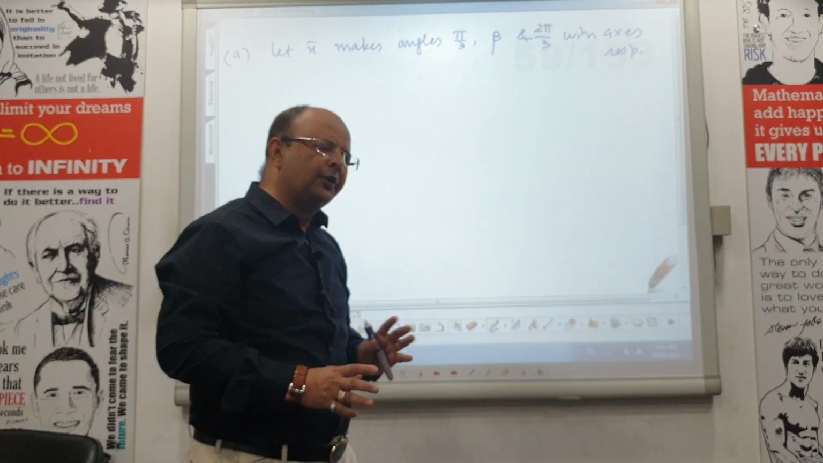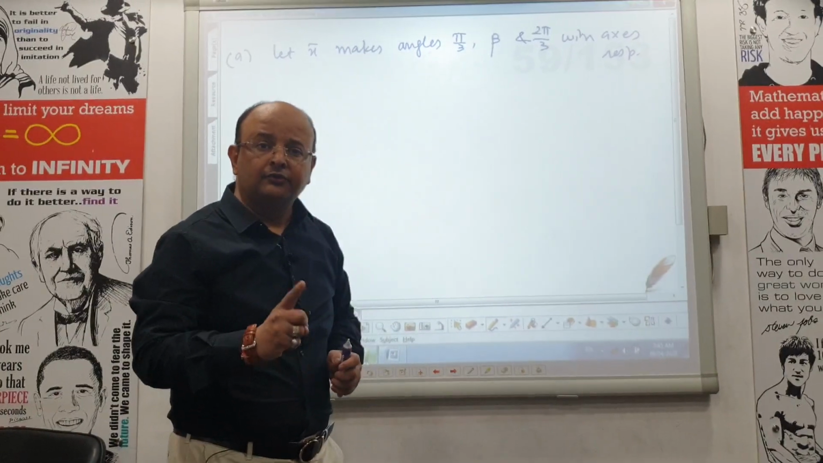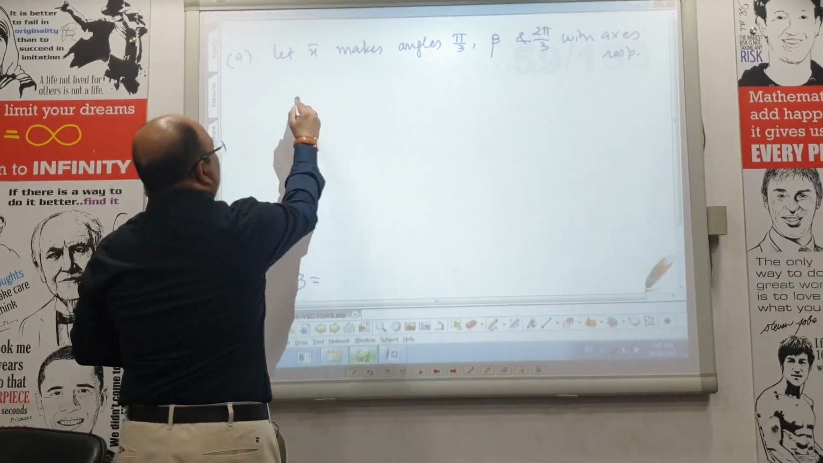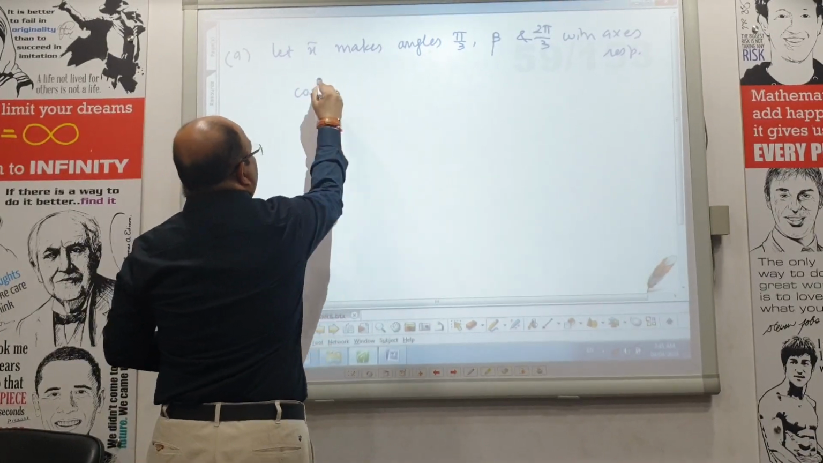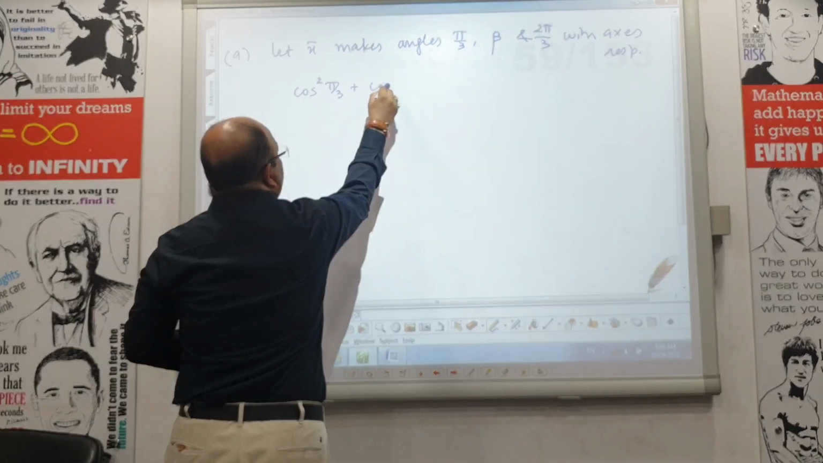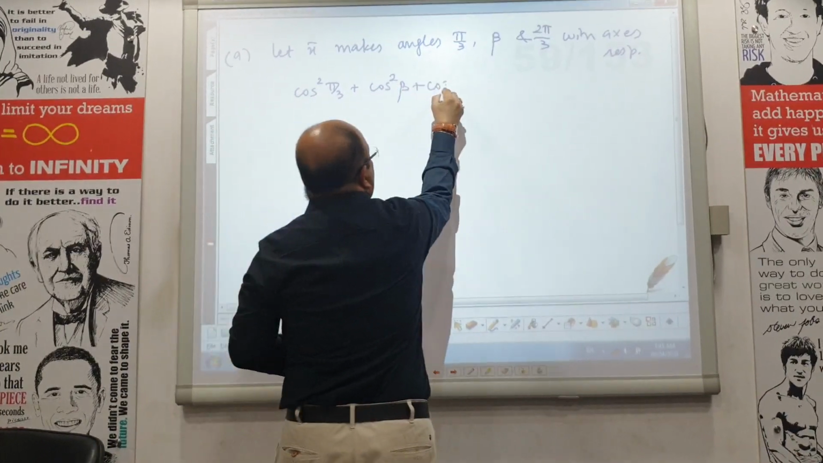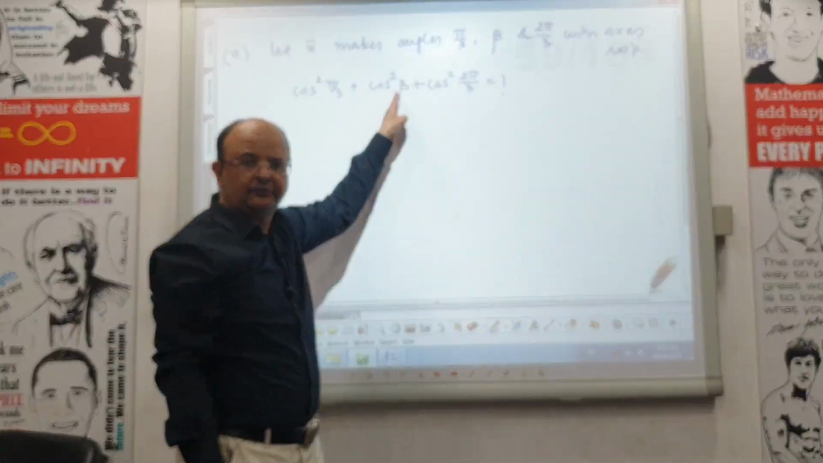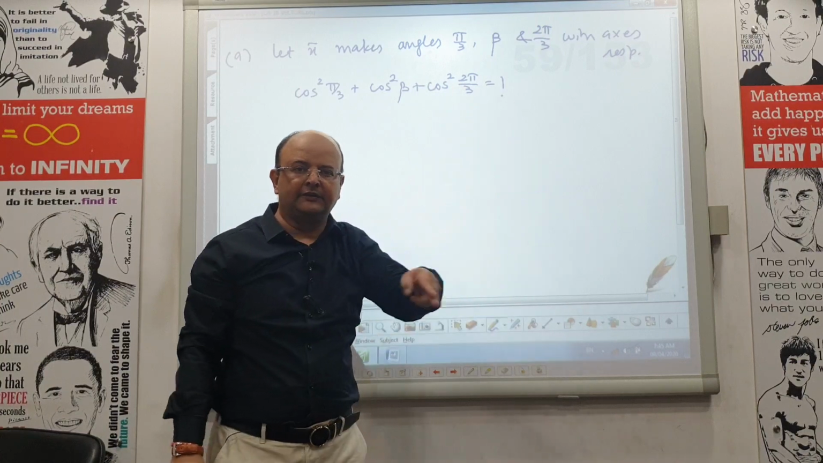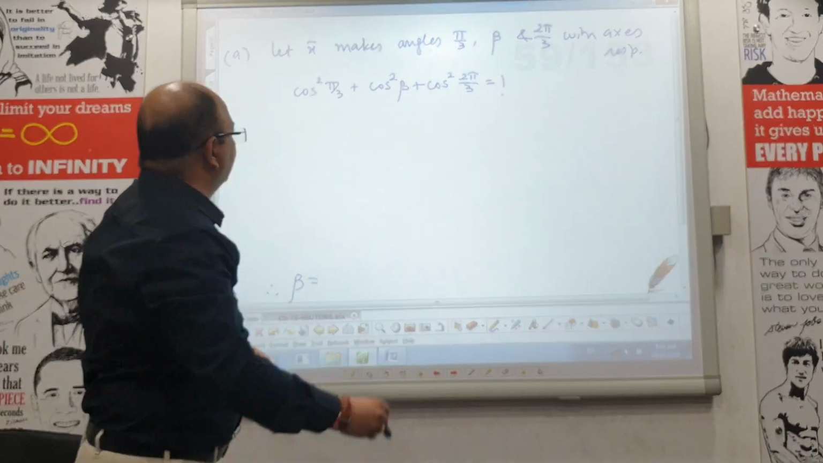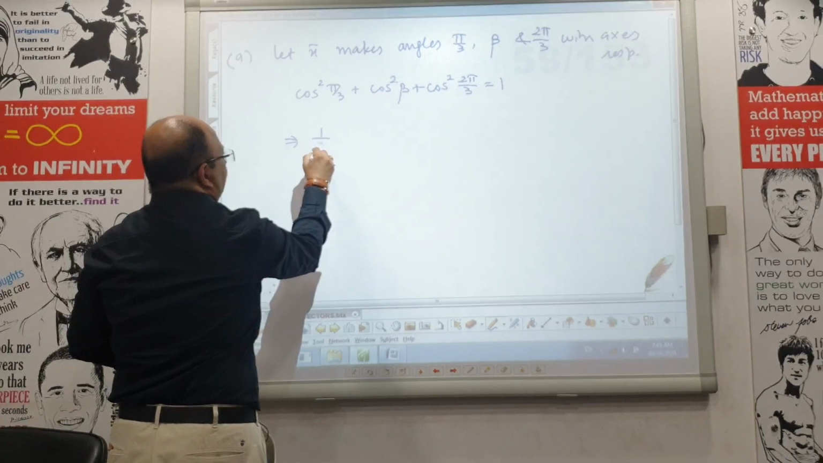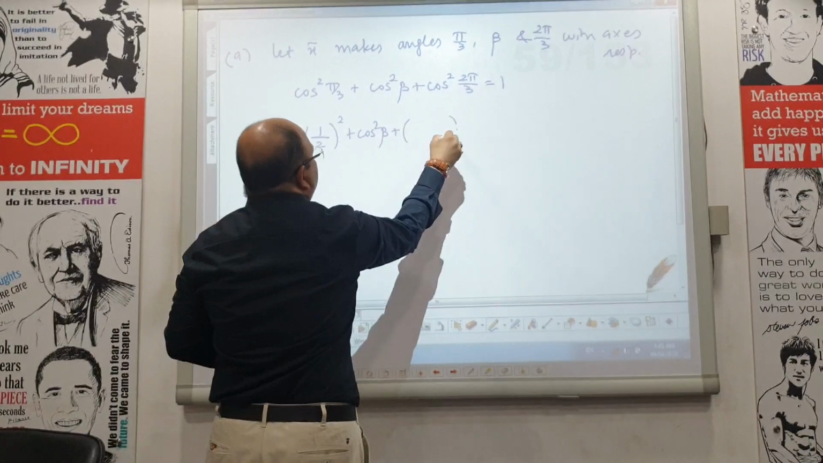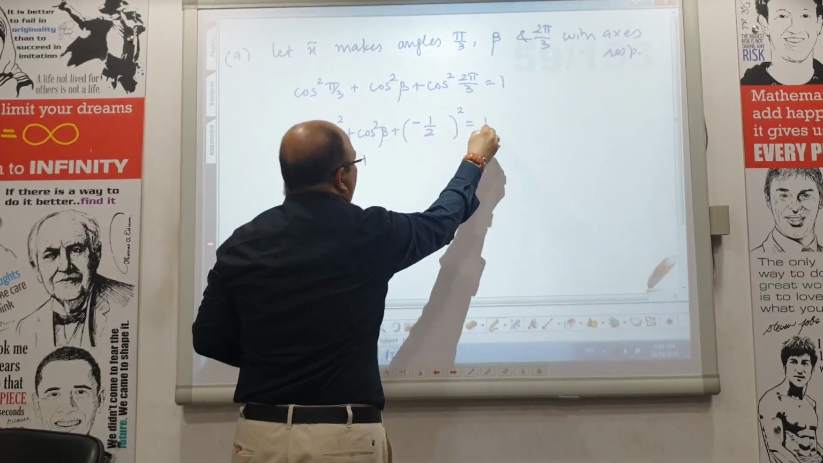But you know a very beautiful result, sum of squares of direction cosines is 1. Good. So here alpha is pi by 3, so cos square pi by 3, beta is beta, that is cos square beta, gamma is 2 pi by 3, so this is 1. Cos square alpha plus cos square beta plus cos square gamma is 1. So it will give us cos square pi by 3, that is 1 by 2 the whole square, cos square beta, cos square 2 pi by 3 is minus half the whole square equals 1.